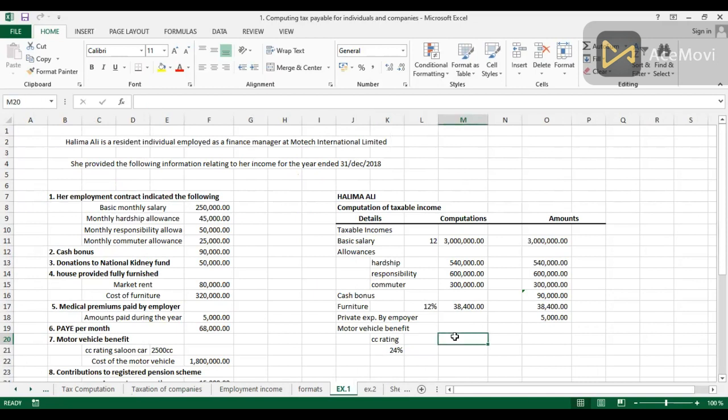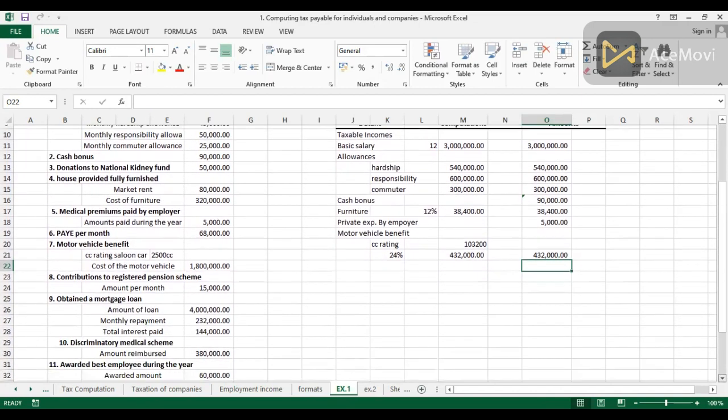So for the first cc, it will be 103,200, isn't it? And then the 24%, so I'll take the 24% times the cost. The cost of the vehicle was 18 there, enter. So here we will take the highest, so equals, this one will be the highest. That's why we had the computations column, isn't it?